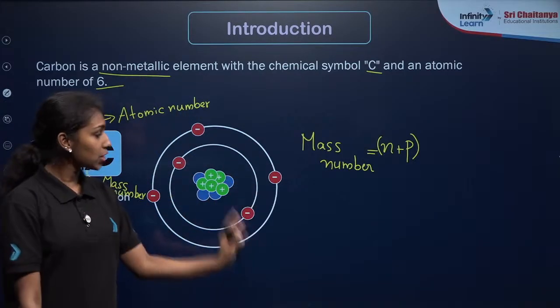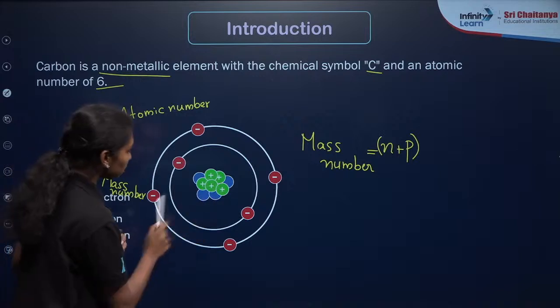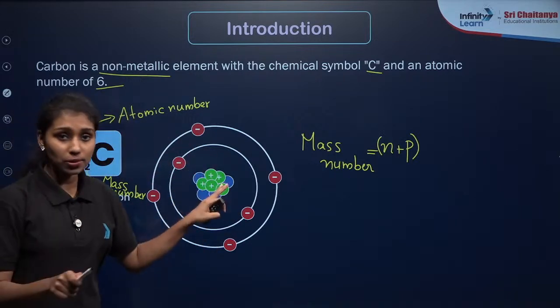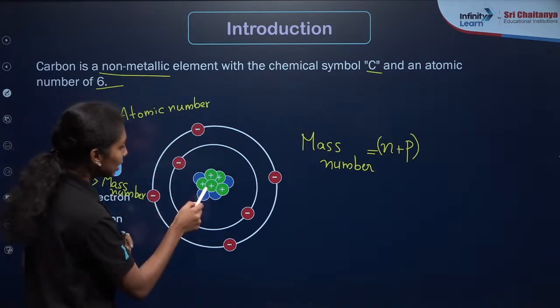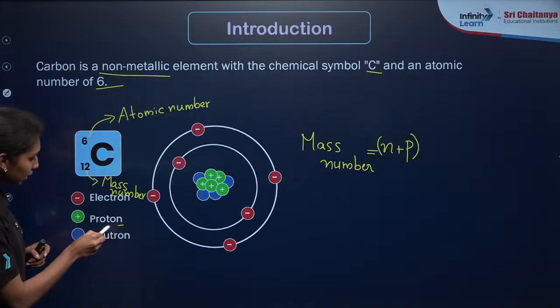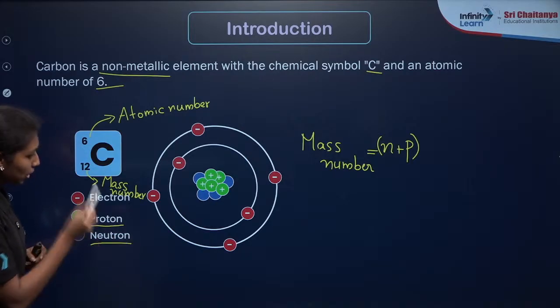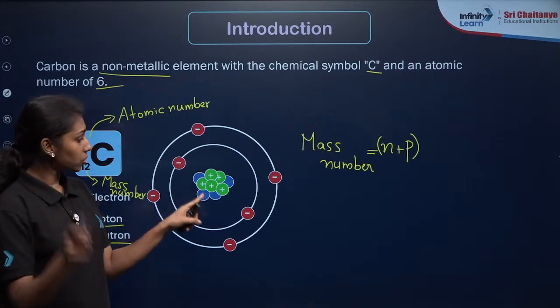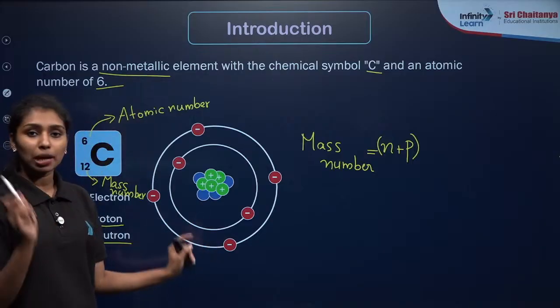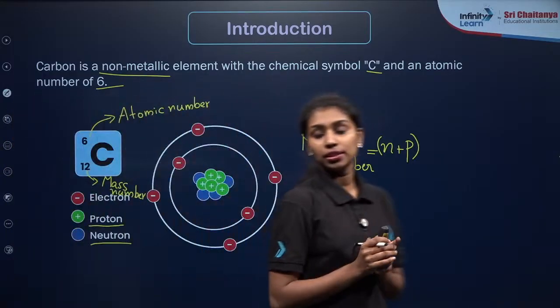So in the case of carbon, we can say that 1, 2, 3, 4, 5, 6, 6 electrons are present in the orbitals. Here, the green represents the protons and blue represents the neutrons. So in total, 6 protons, 6 neutrons and 6 electrons are present in the carbon atom. Clear? Is there any doubt?